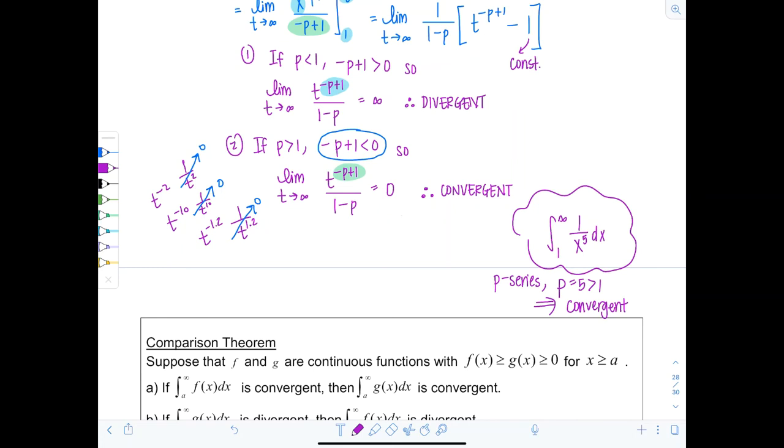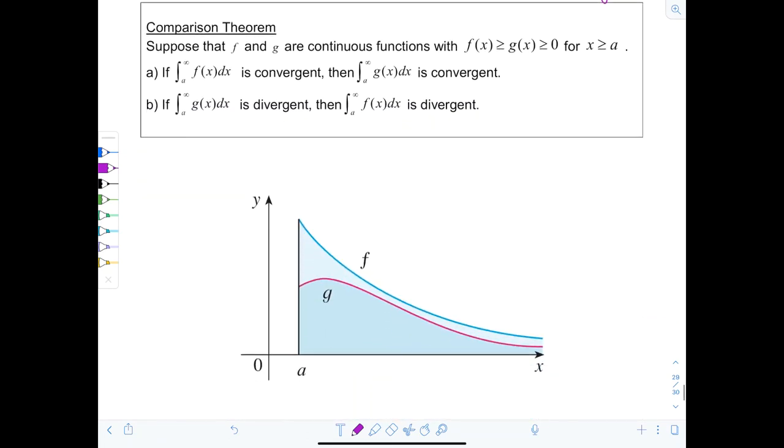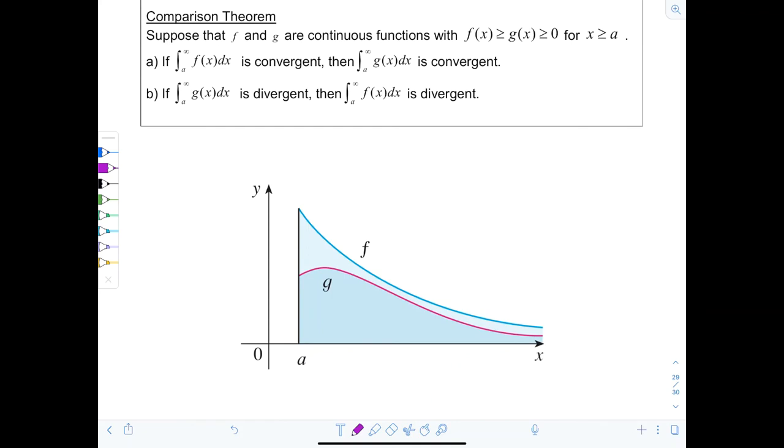Wonderful. So now here's the comparison theorem, and you'll see why the p-series is so useful. Suppose that f and g are continuous functions with f of x greater than or equal to g of x greater than or equal to 0 for x greater than or equal to a. If the integral from a to infinity of f of x dx is convergent, then the integral from a to infinity of g of x dx is also convergent. So look at what's going on. We're saying f is larger than g, and they both cannot be negative. So g is bounded basically by the x-axis and f. And if the integral from a to infinity of f of x is convergent, then the integral from a to infinity of g of x has to be convergent as well.